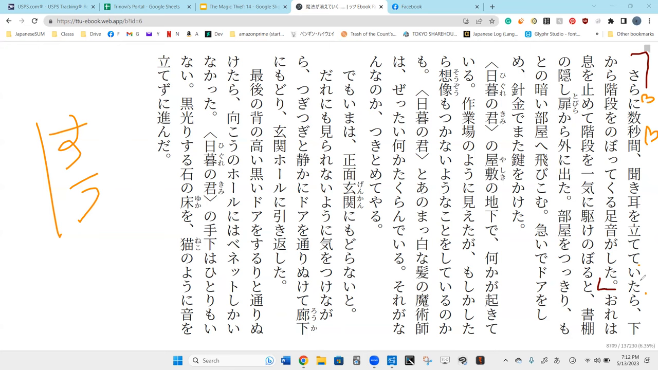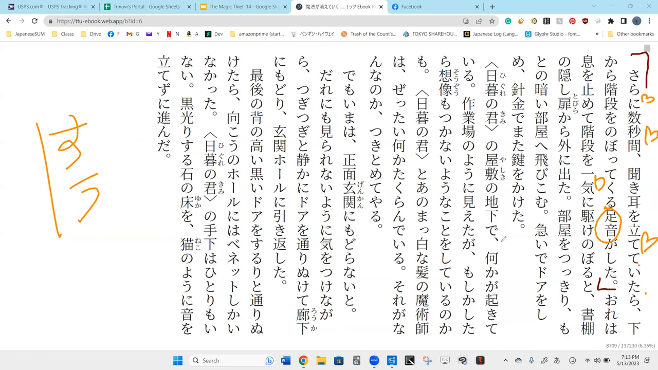After a few seconds, I heard... I listen up, or I listen in. Right. And when I do that, and when I started to listen from below the stair, there is a footstep coming from the stairway, from below the stairway.